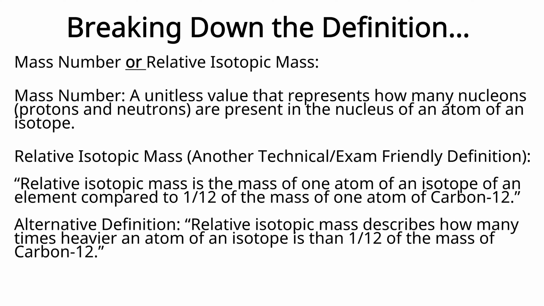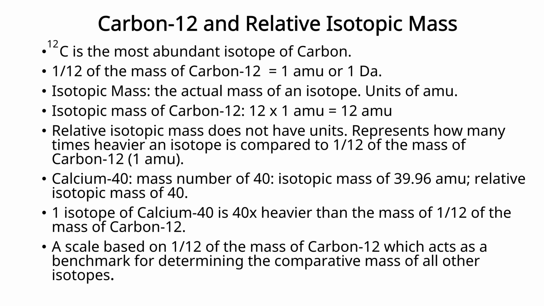But here's another way of looking at it. Relative isotopic mass describes how many times heavier an atom of an isotope is than 1/12 of the mass of carbon-12. There's that 1/12 of the mass of carbon-12 again, which we saw in the relative atomic mass definition. What does it mean? Carbon-12 is the most abundant isotope of carbon, and 1/12 of the mass of carbon-12 is equal to 1 unified atomic mass unit, or 1 Dalton. For simplicity, let's stick to unified atomic mass units.